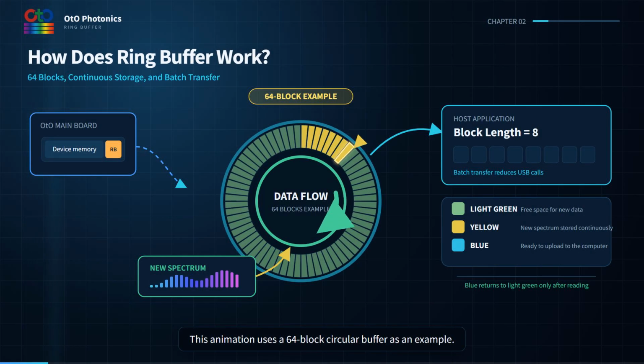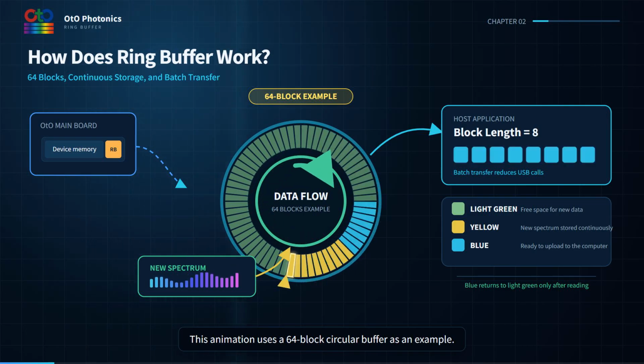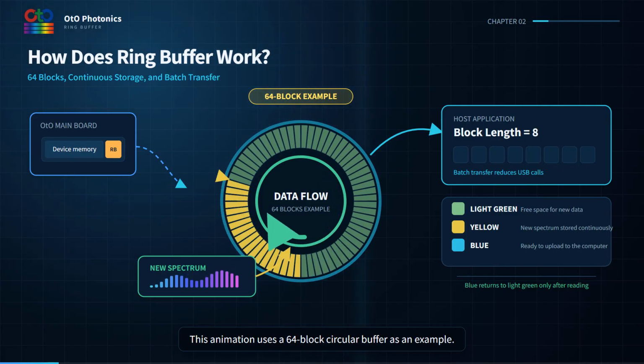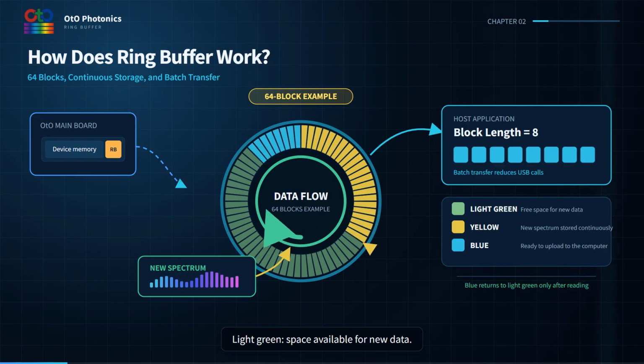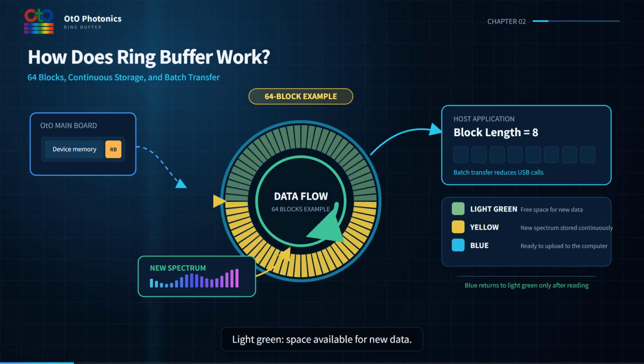A ring buffer can be viewed as a circular storage area whose end connects back to its beginning. This animation specifically uses 64 storage blocks as an example. Light green represents space that is available for new data. Whenever the spectrometer completes a new spectrum, it writes the spectrum into the next block and changes that block from light green to yellow. Yellow represents continuously stored spectra that have not yet been transferred to the computer.